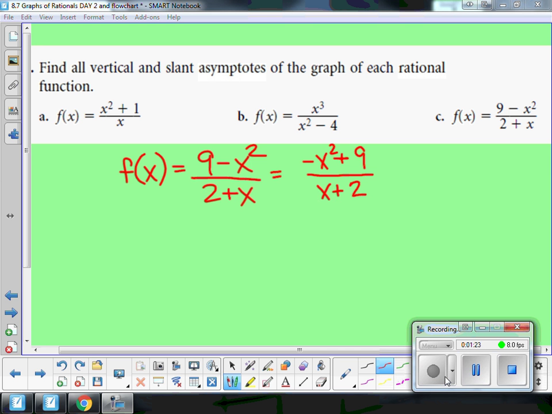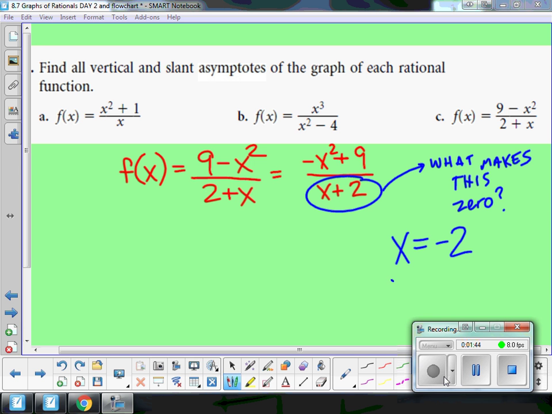So, for vertical asymptotes, we're going to focus on the bottom, and we want to think about what makes this 0. So what zeroes out the denominator here? What value? Negative 2? Very good. So x equals negative 2 is where the vertical asymptote would be.